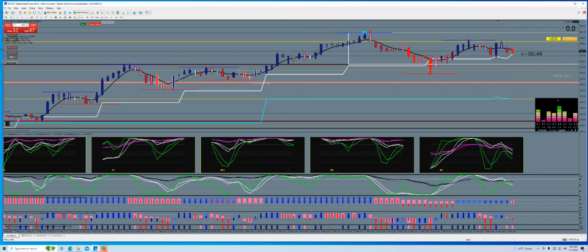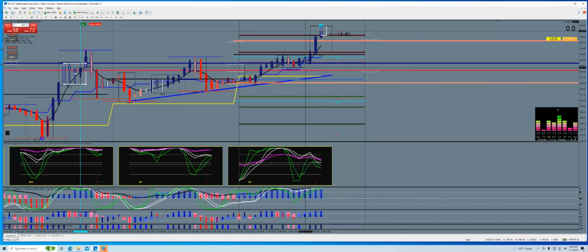Let's see where that would have been. 100. Even if I took the trade somewhere in here, two positions would have given me 160. That's 130. That's 320 plus 200. That's 5 something. 550 for the day.